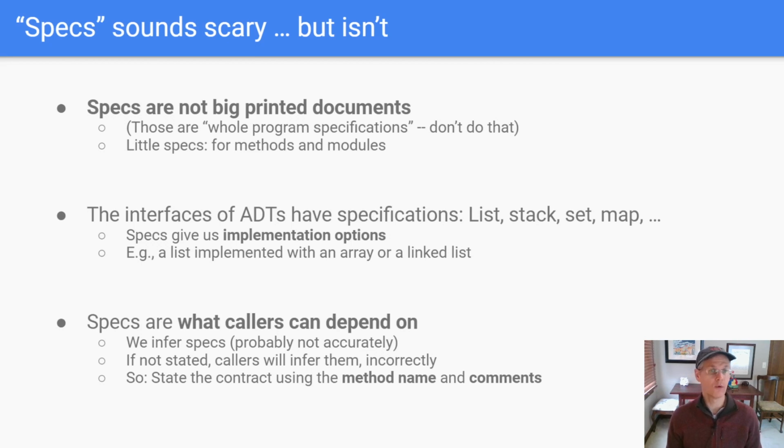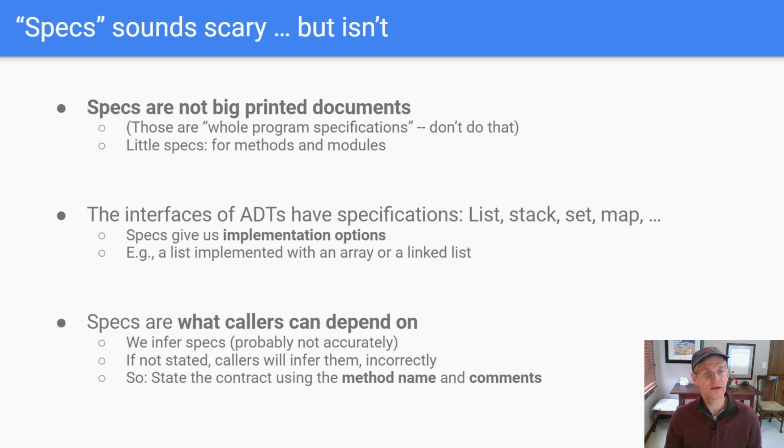Those are what were called whole program specifications, and we rarely do that anymore. What we do instead are little specifications. So on an individual method, we put a specification there, or maybe on a module. The interfaces of abstract data types like lists and maps and sets and so forth, they all have specifications. By the way, they all came out of the 1970s as well. So those specifications are what give us the split between the interface and the implementation. It's why you almost never read the implementation of those things.